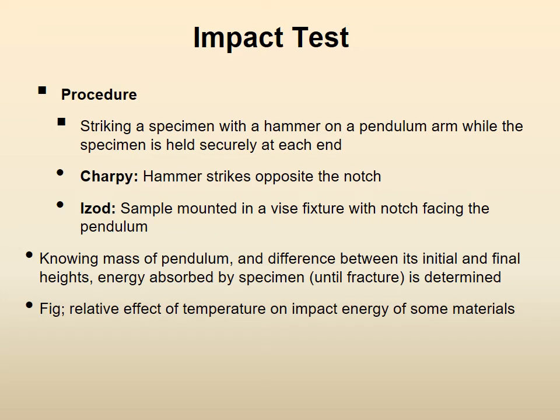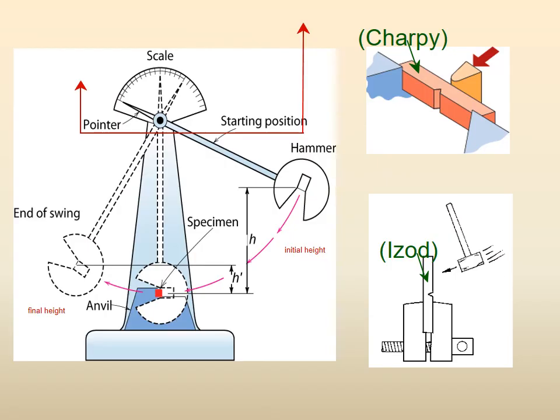You have a piece of material where there is a notch cut. If this notch is facing the hammer, it is one type. If the notch is opposite to the face of the hammer, it is the other type. And here I am showing you again that this is the Charpy impact testing machine, and the specimen could be a Charpy specimen where the notch is not facing the hammer, and there is an Izod specimen where the notch is facing the hammer.